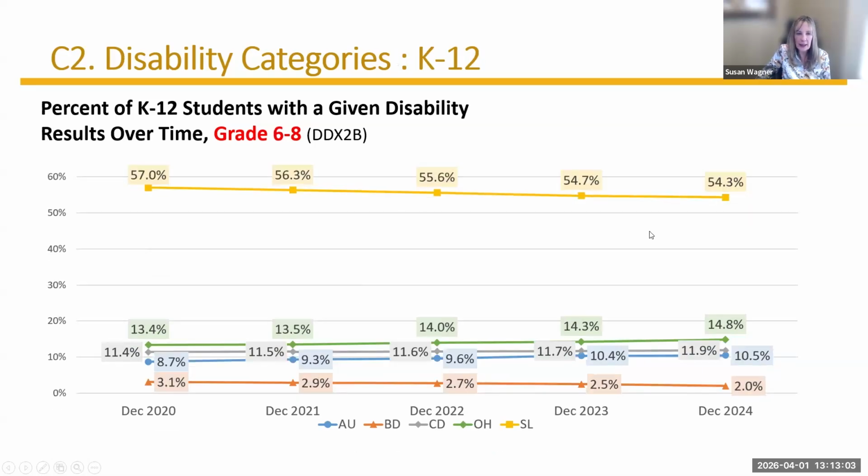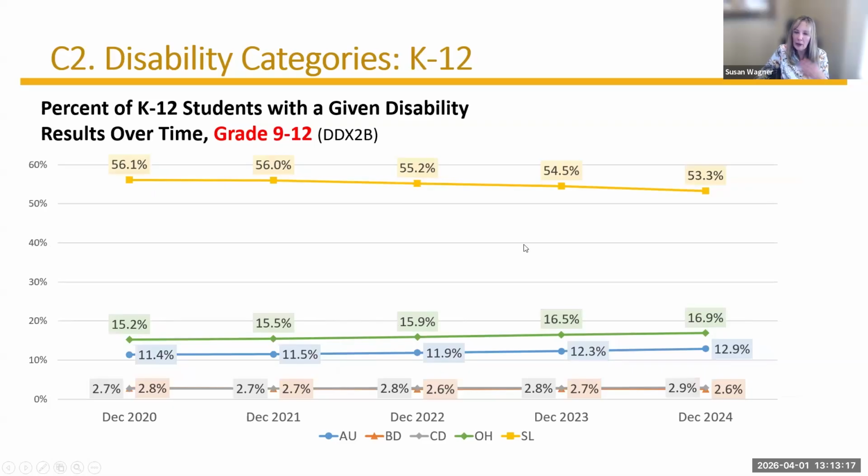If we go to grades 6 through 8, we see some of these same patterns, although to a higher degree. So we see a decrease for SLD, increase in OHI, increase in autism. And 9-12, similar pattern to what we saw in 6-8. Decrease in the percentage of kids identified with SLD, increase in OHI, increase in autism.